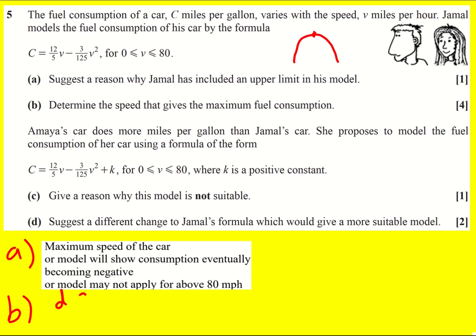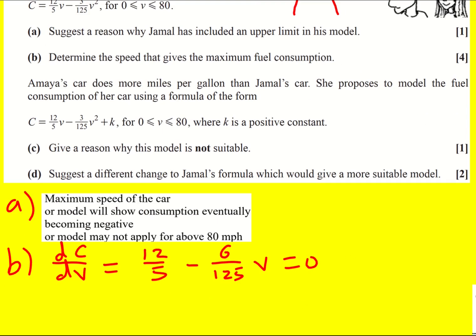Let's find dC by dV. When we differentiate that 12 over 5V, we're just going to get 12 over 5. And then if I differentiate this, I bring the 2 down, so it's going to be 6 over 125V. And this equals 0 for max or min, or actually stationary point, because you could in theory get a point of inflection. You won't for a quadratic, but this is the condition.